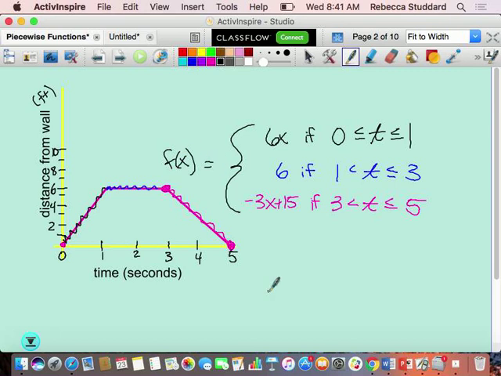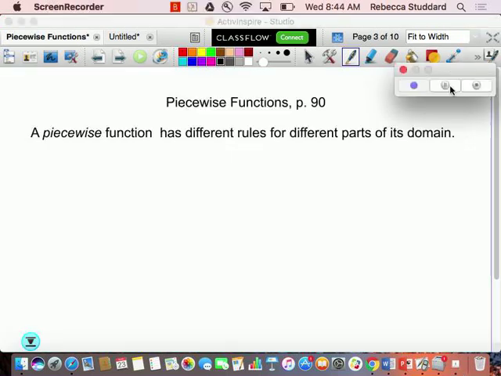Guess what? That is all there is to a piecewise function. Okay, we have just written a piecewise function to describe our distance from the wall as related to our time in seconds. Let me pause the recording and I'm going to let y'all ask questions.